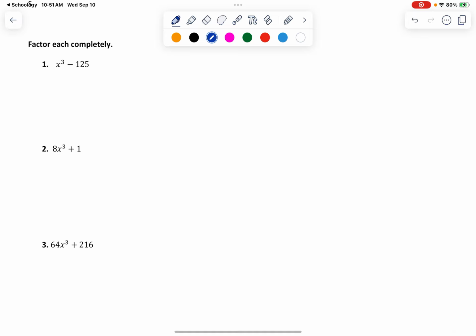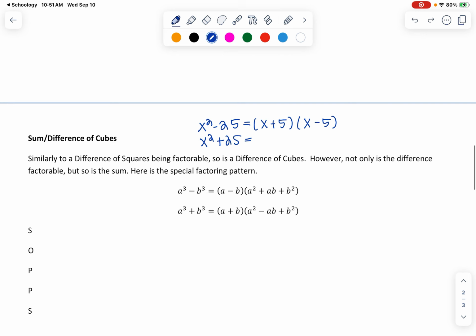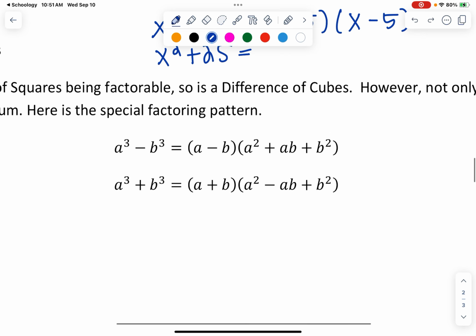The first one is a difference of cubes. Both terms are perfect cubes. And then it's a difference. Both are perfect cubes, and it's a sum. All right, so that's what they look like. And then here's a special factoring pattern.